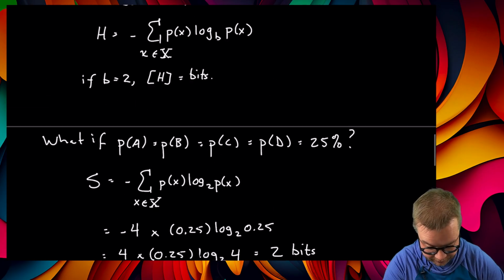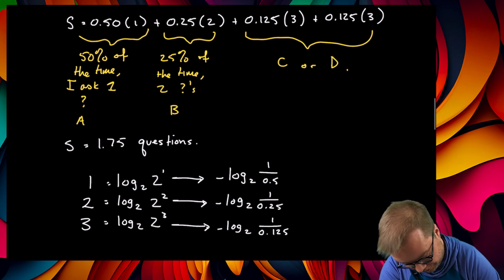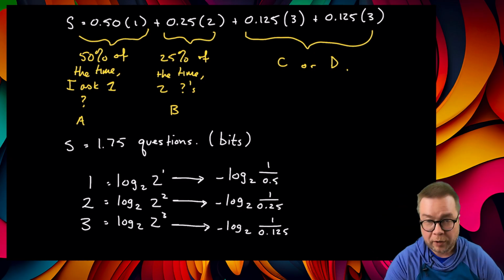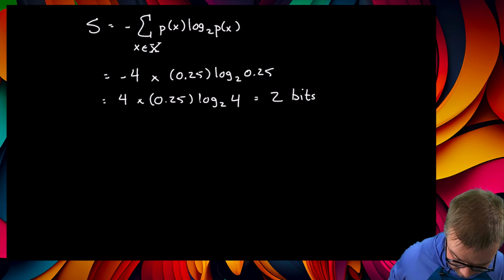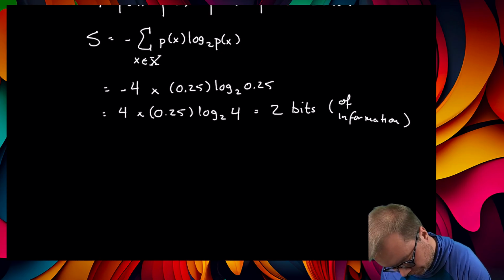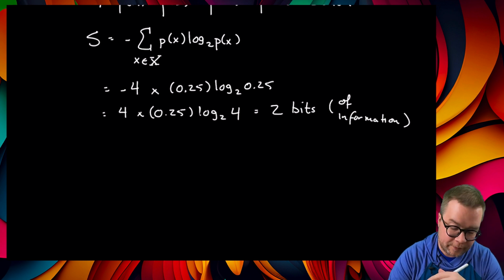2 bits is the unit. So we go up here, according to our thing up here, right, originally with the skewed probabilities, we had 1.75 bits is what that formula would have given us. And in this case, we've got 2 bits, we could say, of information in the system. And in the first one, we had 1.75 bits of information.